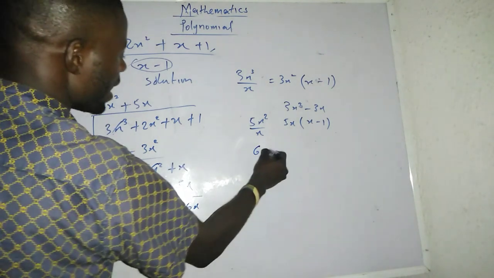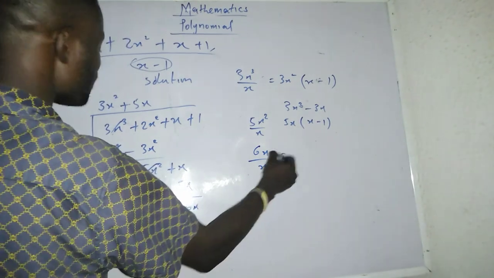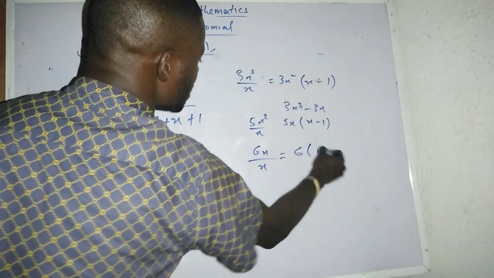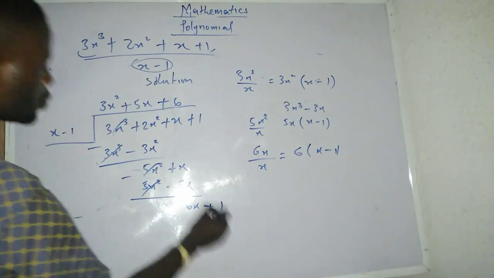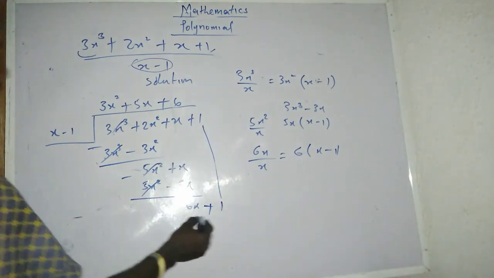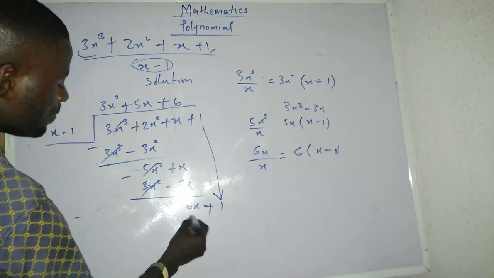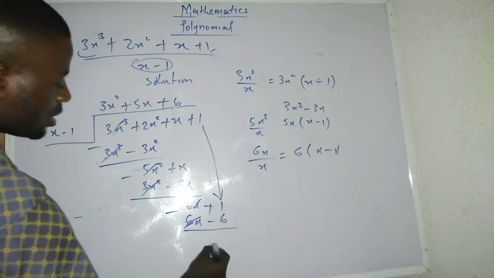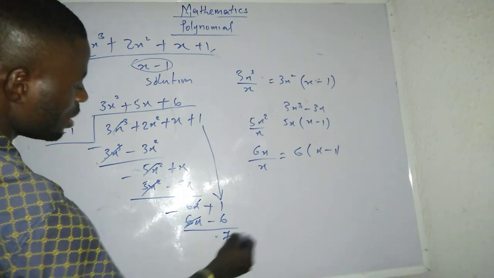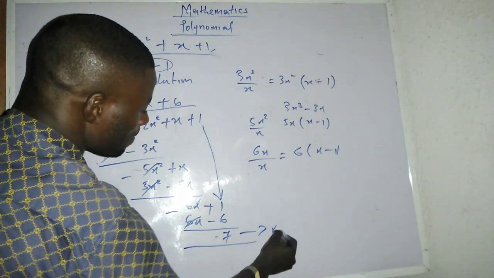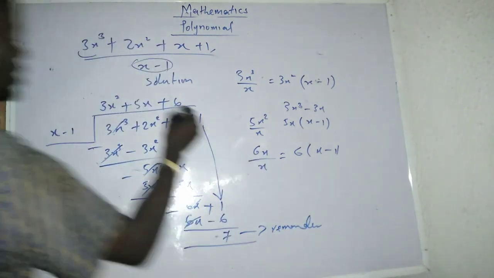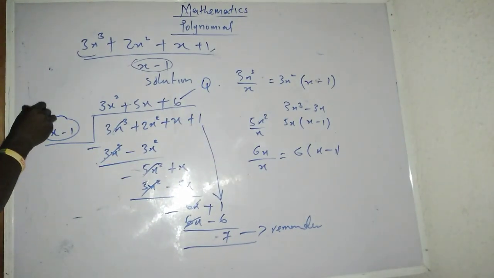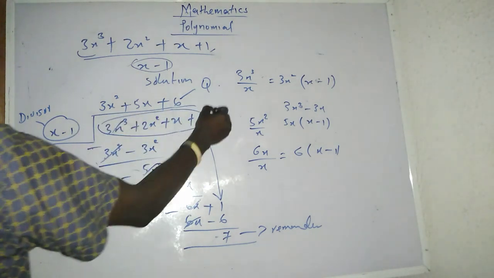Now, I will say 6x divided by x, which I will have plus 6. I will write my plus 6 here now. I will now multiply it by x minus 1, which I have this one plus 1 coming down here. 6x minus 6, this one will be cancelled out. This one will be 7. Now, sorry, this is my remainder. Now, this is my quotient. This is my divisor. And this is my dividend.